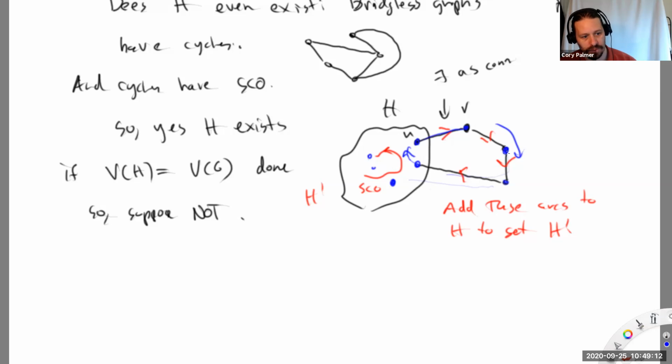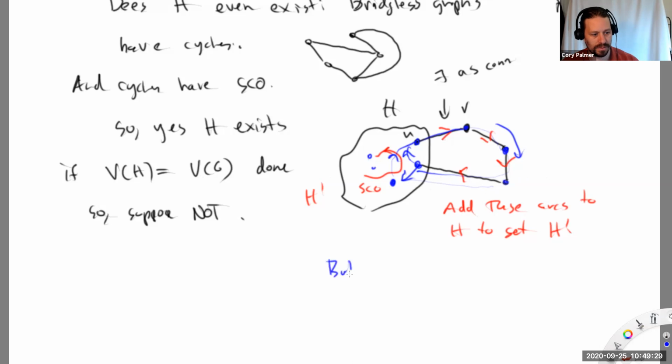I have to walk from here to here, and then walk from here to here, which exists. And then the reverse, I have to walk from here to here, and then walk from here to here, which exists. Keep in mind, those two paths, the UV and the VU path, might share vertices with each other. It doesn't matter. They just have to both exist.